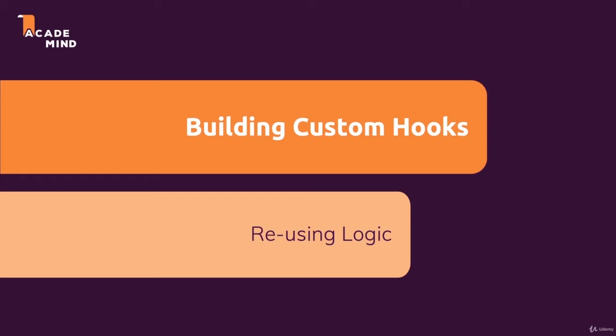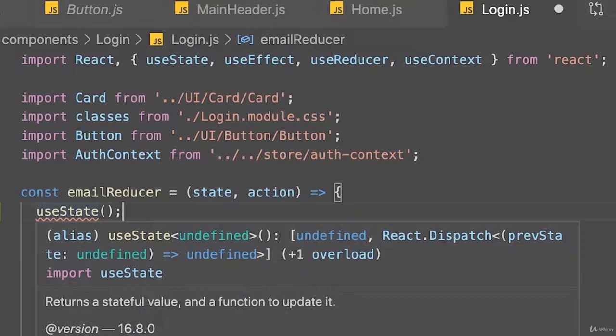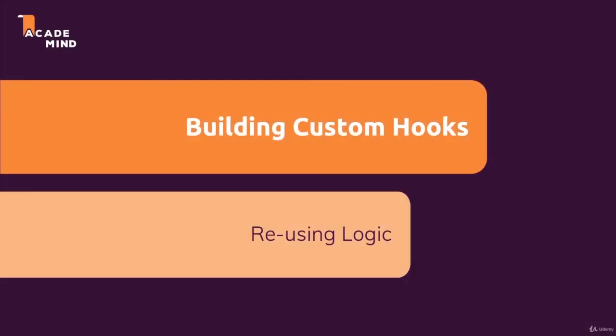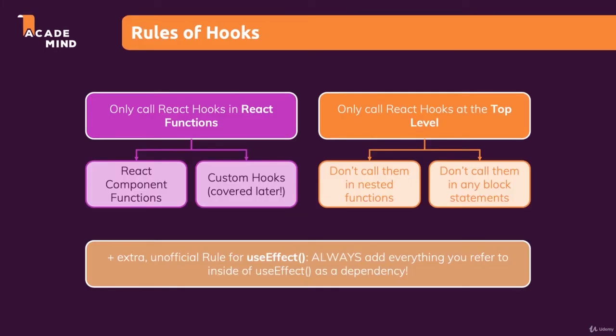Now, up to this point in this course, we already worked a lot with hooks, with the built-in React hooks React offers to us, like useState, useReducer, useEffect, useContext, and so on. So all these special React functions that start with "use". You might remember that when I talked about the rules of hooks, I mentioned that you can only use React hooks in React component functions and in custom hooks. And I told you that those would be covered later.